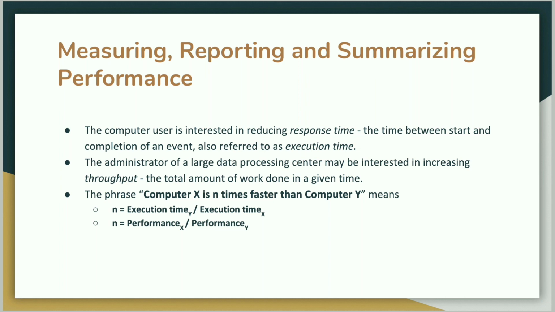So when you use the phrase "computer X is n times faster than computer Y", what we actually mean is that n is the execution time of Y divided by the execution time of X, or the ratio of performance of X to performance of Y. So this ratio is used to predict whether a given computer X is n times faster than a given computer Y. So the execution time and the performance play a huge role.